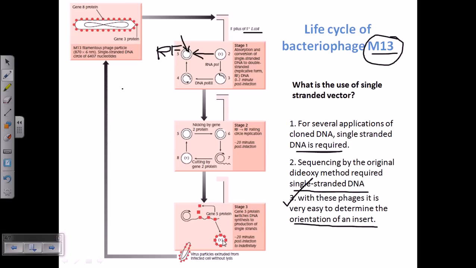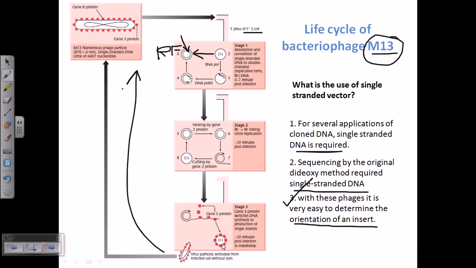Now this single stranded DNA can be packaged again into virus particles, and it can come back to its original form like that. Okay, so this is the process of the life cycle of M13 phage. Now it can carry both types of DNA, single stranded as well as double stranded RF form, right? But we can take the single stranded DNA for our desired purpose for dideoxy sequencing, as well as we can use this single stranded DNA to understand what is the orientation of our insert.